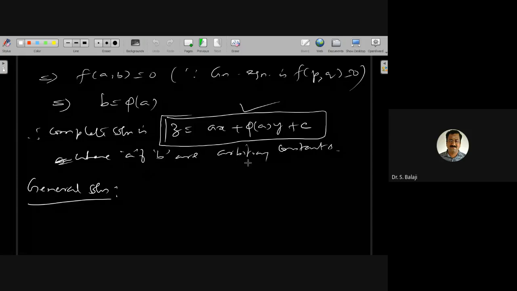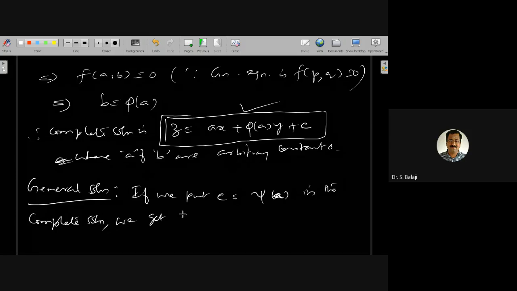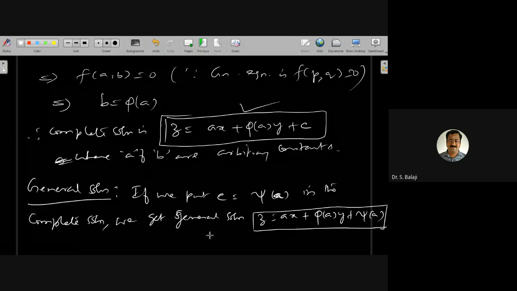Therefore, if you write c also as a function of a, you can say that it will be a general solution. If we put c equal to some other function of a, psi of a, in the complete solution, we get the general solution: z equal to ax plus phi of a y plus psi of a.